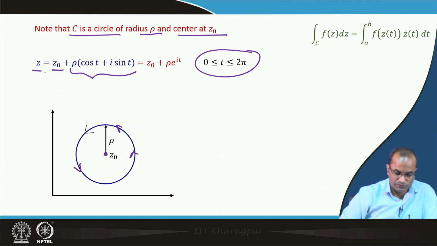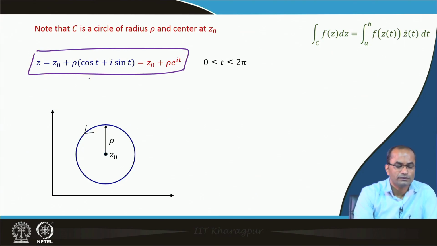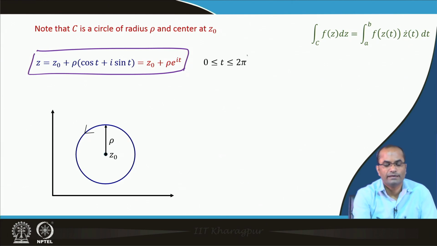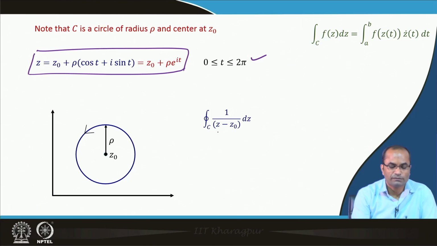So, we need to parameterize this. So, this is the parametric equation of this curve, z is equal to z naught plus rho e power I t, and t varies here from 0 to 2 pi, and the anti-clockwise direction is the positive direction of movement on the circle. So, having the parametric equation, it is easy now to evaluate the integral, this 1 over z minus z 0.